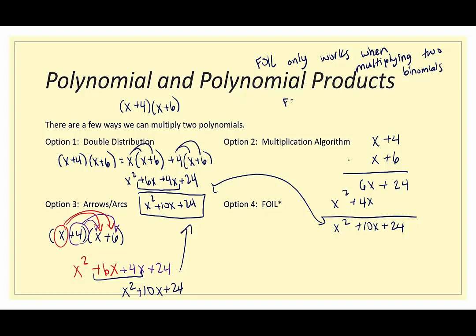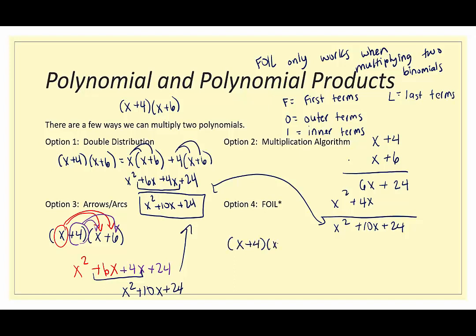The F stands for firsts, in that in each binomial, we multiply the first terms together. The O stands for outer, and that just means take the first term and the last term and multiply those two terms. The I stands for inner, and that's not the outer ones, but the inner ones, the ones that are right next to each other, except there's two parentheses between them. And then the L stands for multiply the two last terms of each binomial.